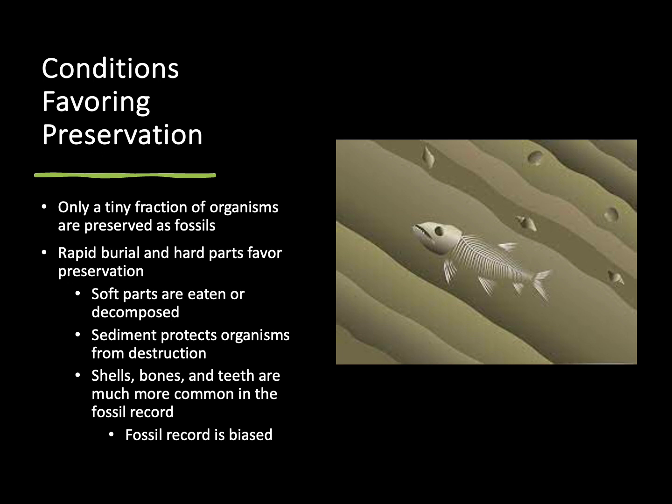But overall, if an organism has hard parts, if it has teeth, shells, or bones, it's going to be more common in the fossil record than an organism that's entirely soft, like a jellyfish. So we see that our fossil record is very biased. We have a lot more fossils of organisms with hard parts, with bones, and with teeth than we do with really soft organisms like jellyfish or worms.